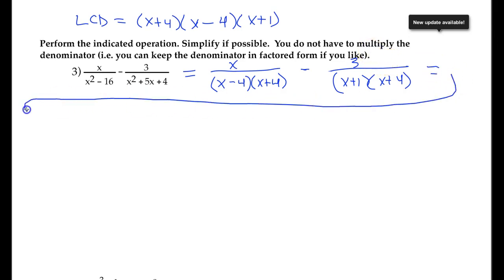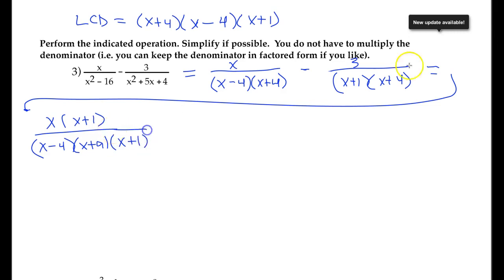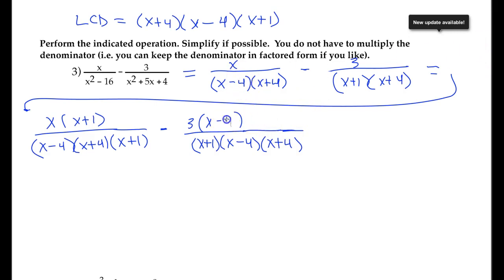So whenever we rewrite this, this would be x times x plus 1 in the numerator over x minus 4 times x plus 4 times x plus 1. And we'll fix that right quick. And that's minus 3 times, here we have x minus 4 over x plus 1, x minus 4, x plus 4. And of course, even though the order of the factors of the denominator are different in between the first and the second term, these two denominators are in fact the same. Because we got the x plus 4, x plus 4, x minus 4, x minus 4, x plus 1, x plus 1.